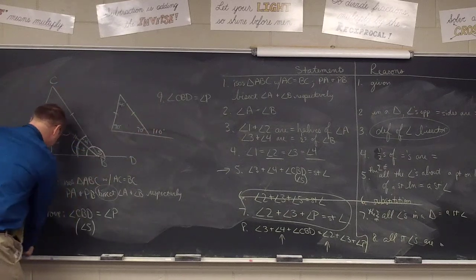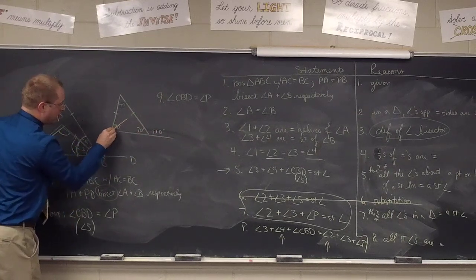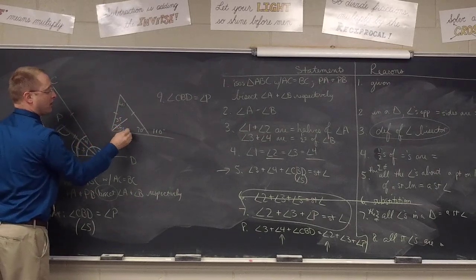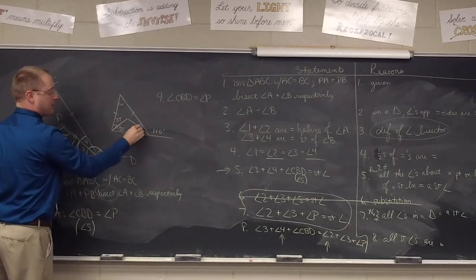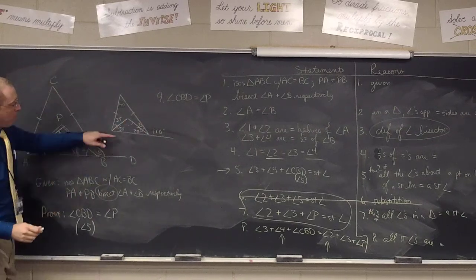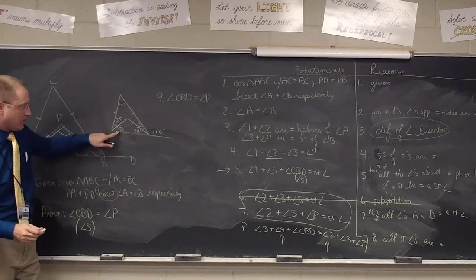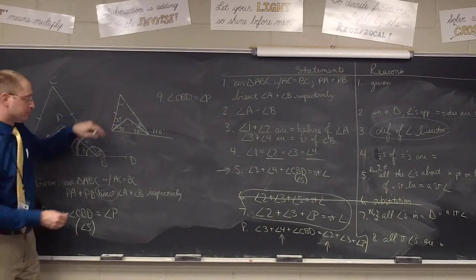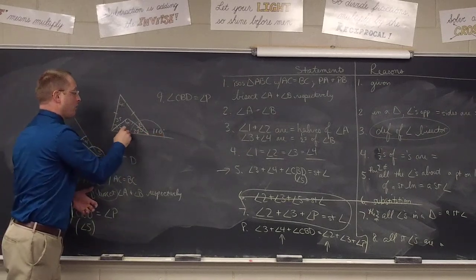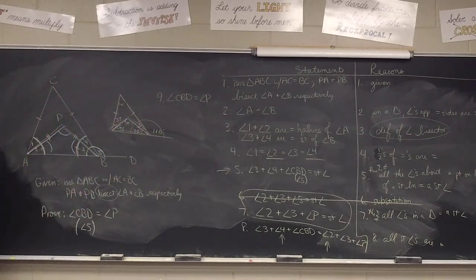Now, if I bisected right here, how big is each piece? 35. If I bisect here, how big is each piece? 35. So if we've used 70 down here, how many degrees up here? 10. Right? That's the math application of the same thing. And all it is, is using bisectors, equal angles, and straight angles, and putting it all together.